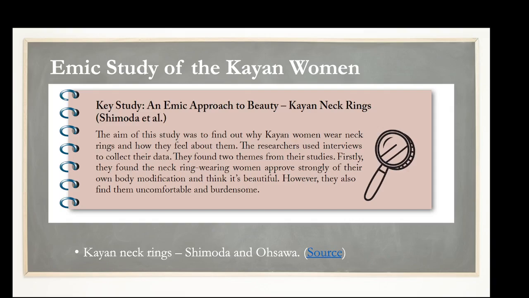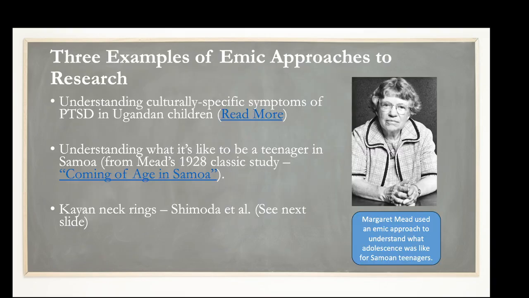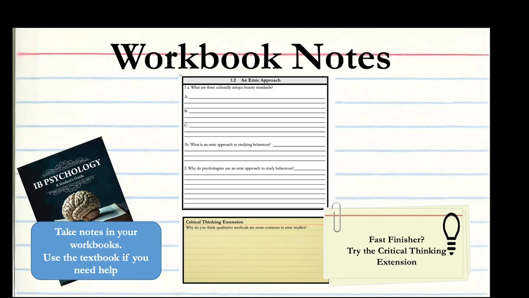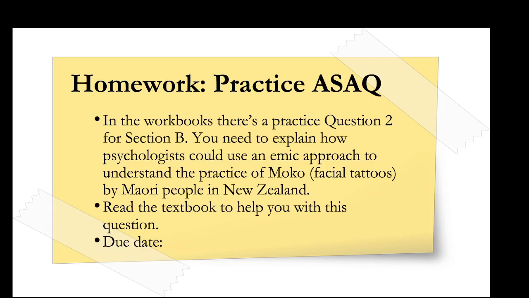Right. So this is how we're going to address the Emic approach. And remember, for SAQs, they have to have an example. They could use one of these 3. They could use the Kayan neck rings. They could use the study as an example. Or I even think they would be able to, if they can't remember the exact details of the study, just remember the woman wearing the Kayan neck rings. And then they could use this as their example of hypothetically how and why they could use an Emic approach to studying these women. Okay, and then we've got notes.